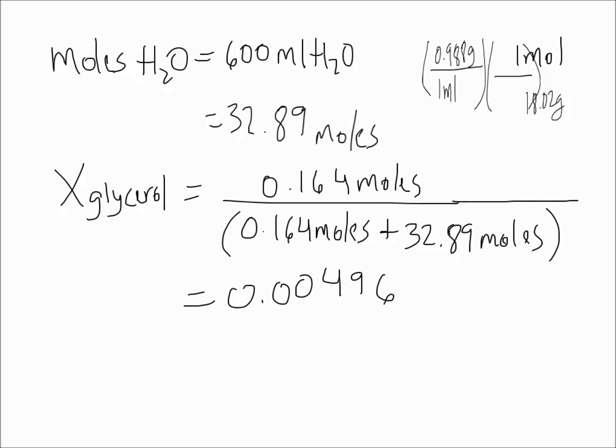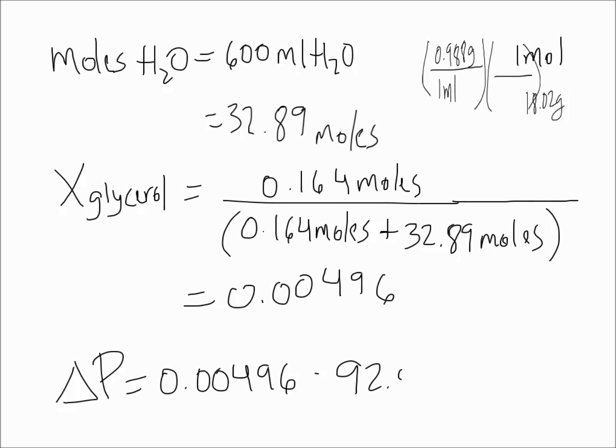Finally, we plug everything into the formula for vapor pressure. Delta P is going to be equal to the mole fraction, so 0.00496 times the vapor pressure of the pure solvent or the pure water, which is 92.5 torr. That is equal to 0.458 torr. That's the change in vapor pressure. And that is Raoult's law.